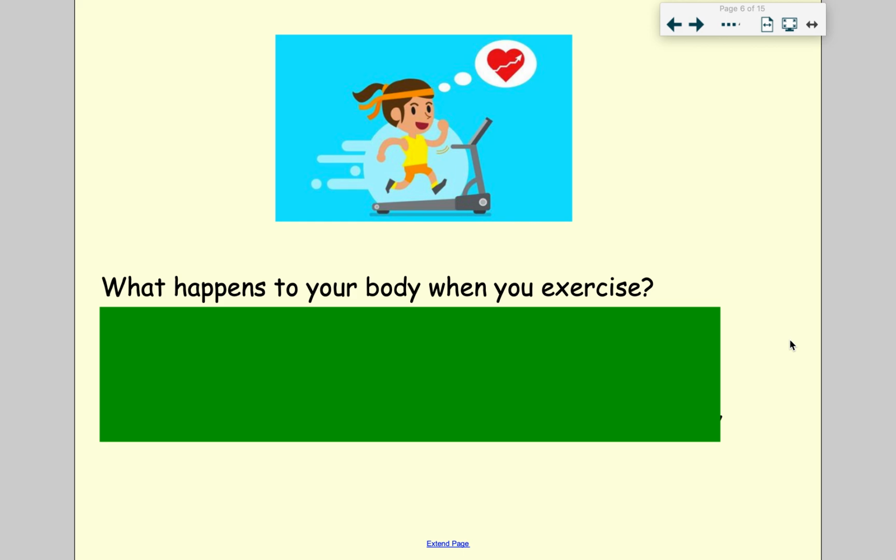So what you need to think about now is what happens to your body during exercise. Pause the video, write down a few ideas, and then we'll talk through it in a few minutes.